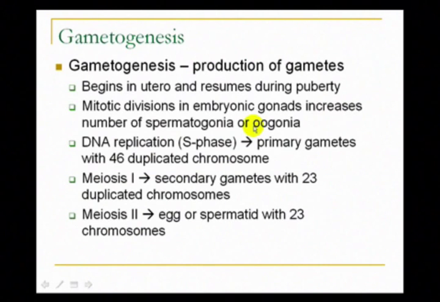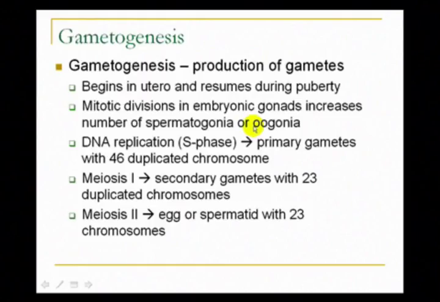Alright, so let's look a little more at gametogenesis. So you produce your gametes through meiosis. And it begins in utero and it will resume during puberty. And we'll talk about the differences in that between male and female. First, you have to produce the stem cells in your gonads. So when you were an embryo, the cells that developed into your ovaries or testes, they underwent mitosis to produce the stem cells. And the stem cells are called spermatogonia in males and oogonia in females.